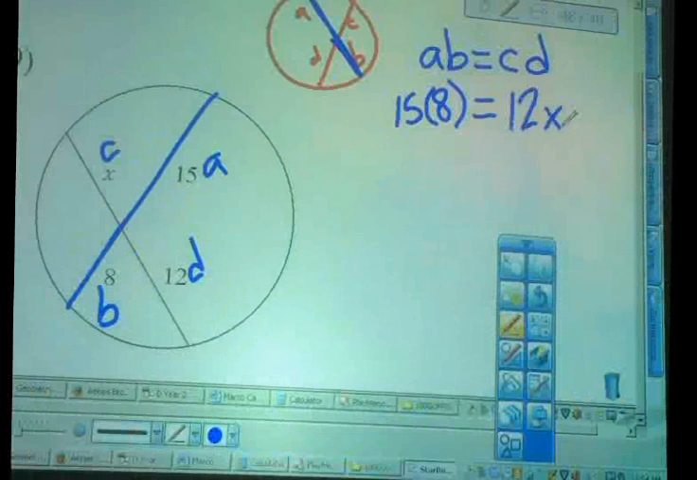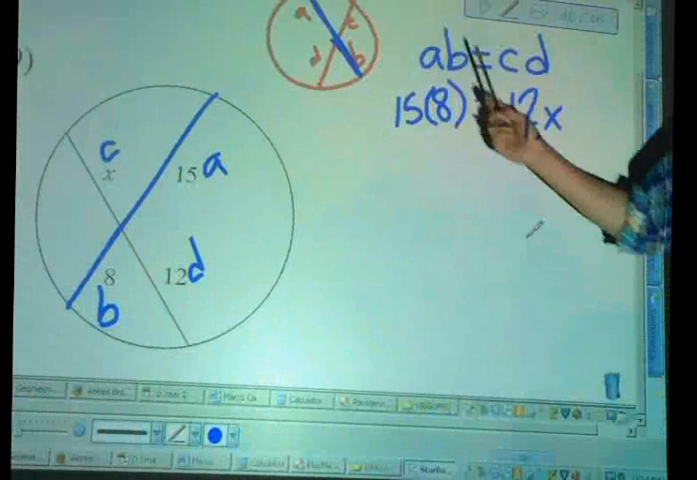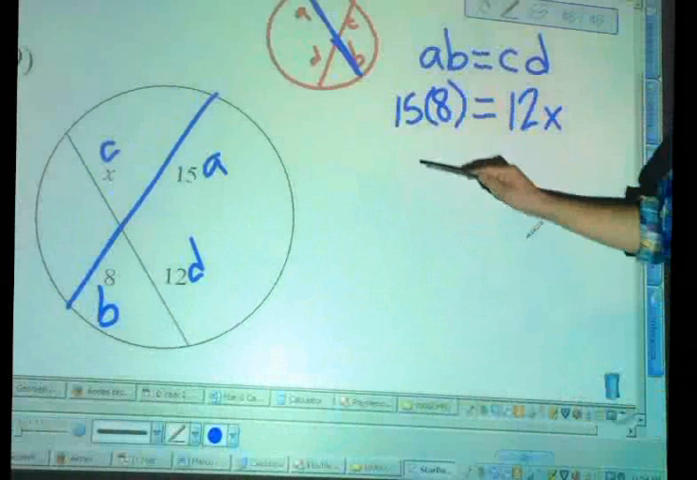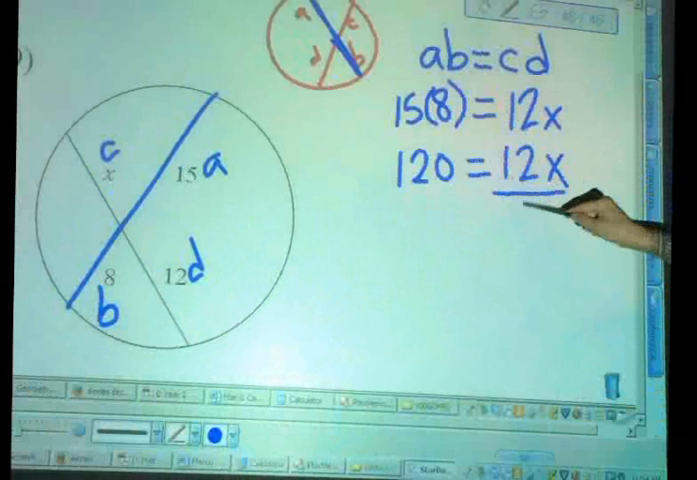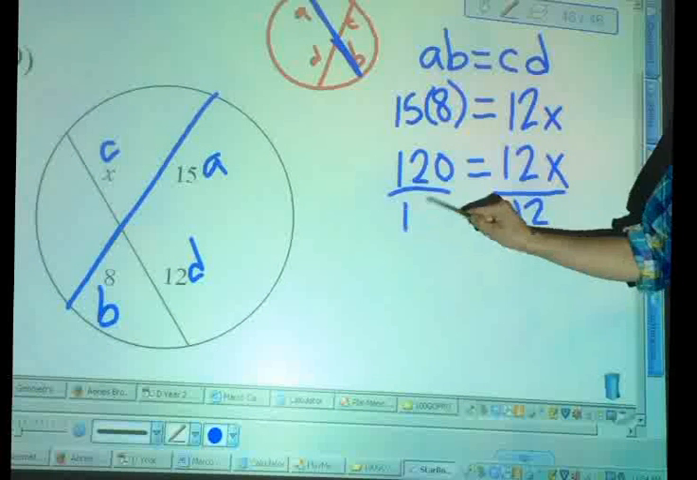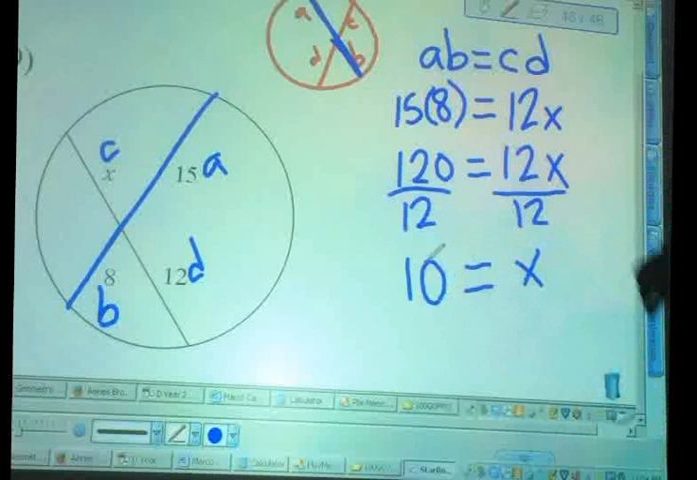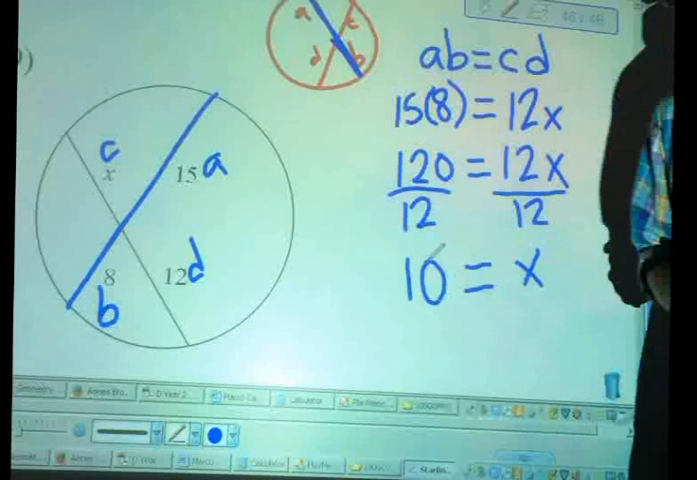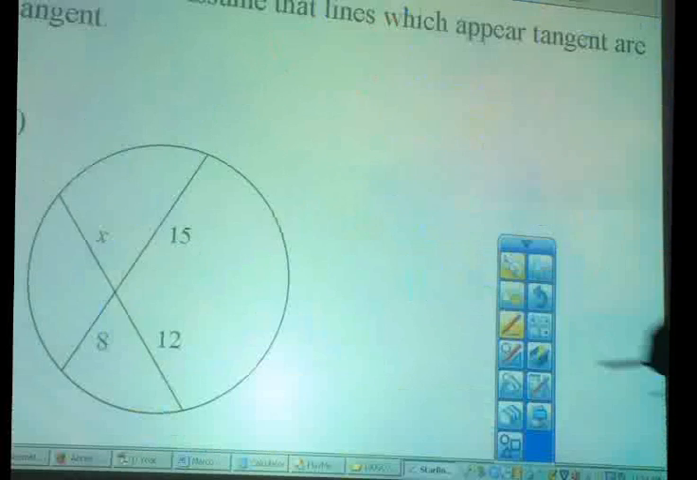So now what do we got? We got 15 times 8, and that's going to be 80 plus 40, so we get 120, right? And that equals 12X. So now I just want the X, so divide both sides by 12. And then we're going to get X equals 10. So hopefully this problem reminded you of proportions and similarity and all that stuff that we did back in those days. So I'm going to set up one more example, and then I'll give you guys a couple to do for practice.